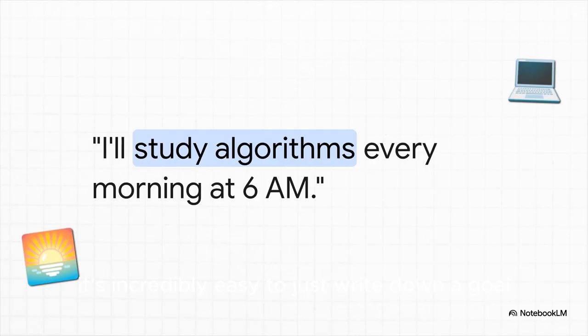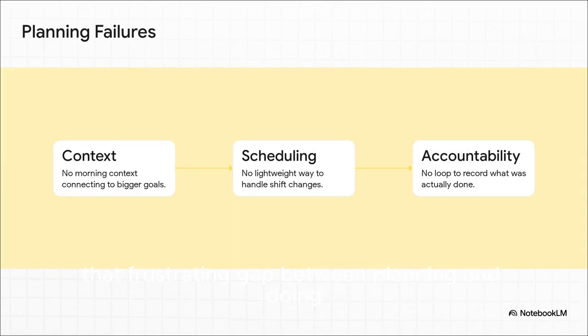It's incredibly easy to just write down a goal, right? Something like, I'll study algorithms every morning at 6 a.m. But here's the reality. A highly structured summer plan is easy to write, but it's incredibly hard to actually follow without a proper system in place. That frustrating gap between planning and doing really comes down to 3 compounding failures of traditional planning.